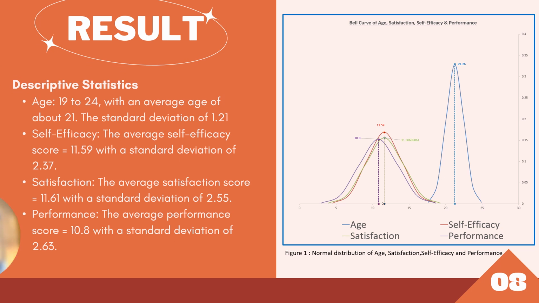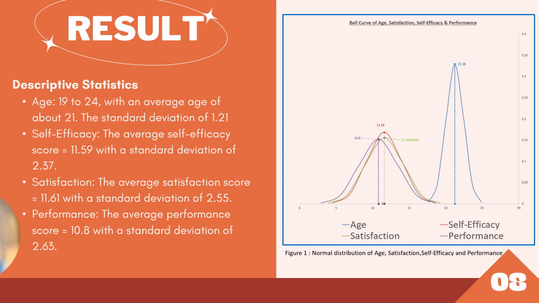For the results, descriptive statistics: the sample is relatively homogeneous in terms of age, which might mean that the findings are generally relevant to this specific age group, but maybe not so much for the broader population. Thus the normal distribution curve of the age is significantly higher.